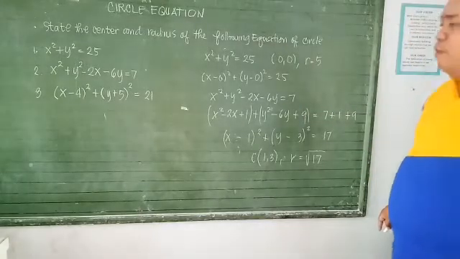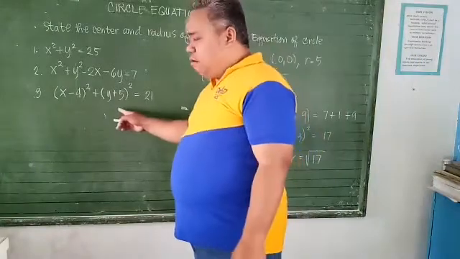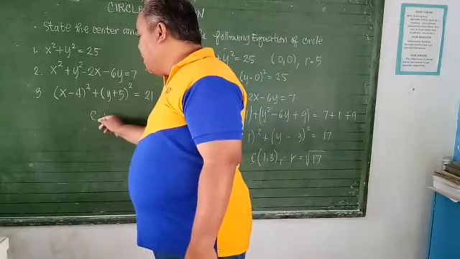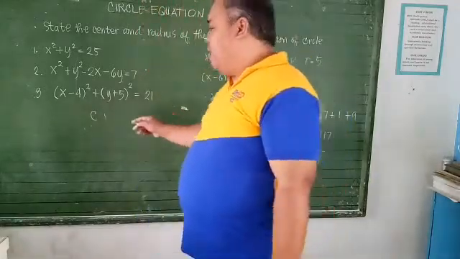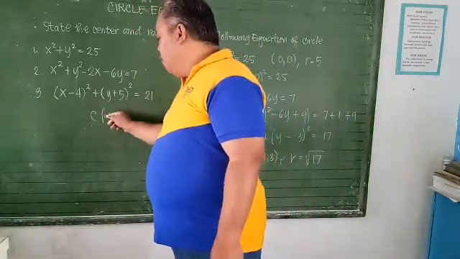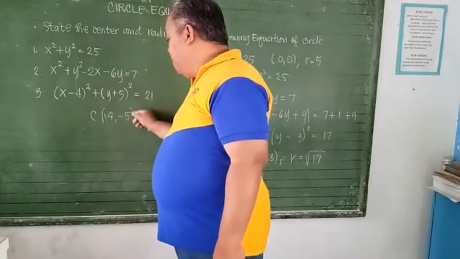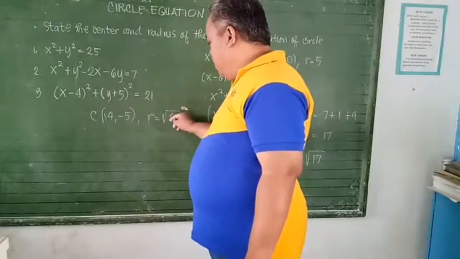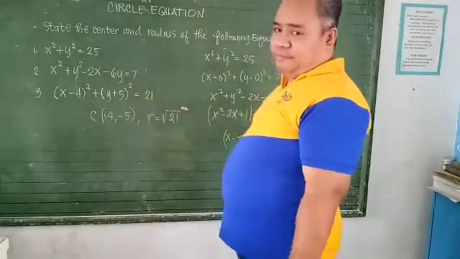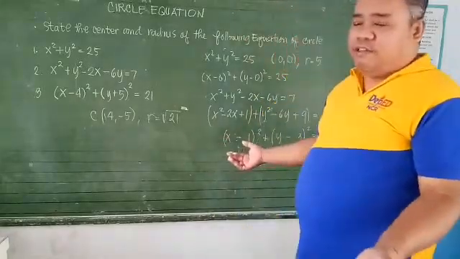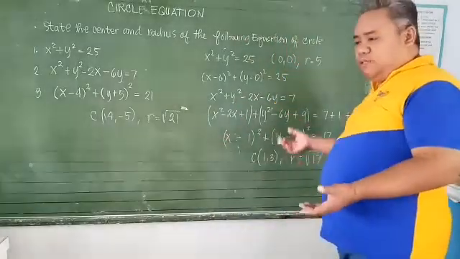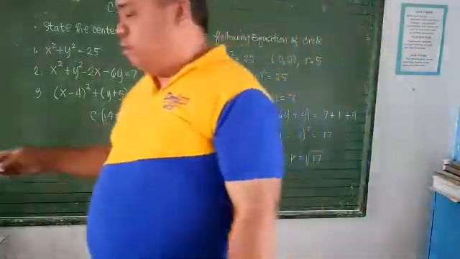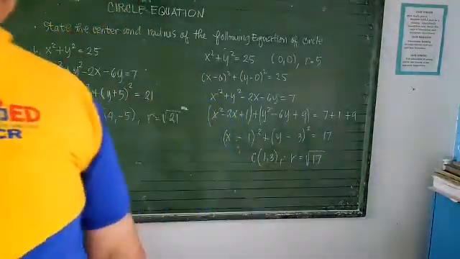Okay? So what about this one? Dito, kita nyo na kung ano ang kanyang center. Ano ang center dito sa number 3? Kasi nasa standard form of equation na ito, di ba? The center would be (4, -5). And what about your radius? Your radius is square root of 21. Yan. And I hope na-explain ko siya nang maayos, no? So kung di naintindihan, you're going to replay the video, this part, so that you can understand easily how you are going to transform or get the center and radius of your equation.